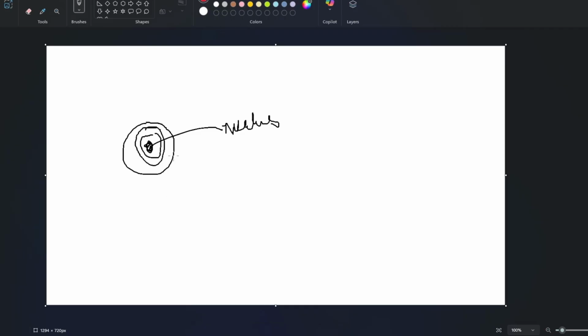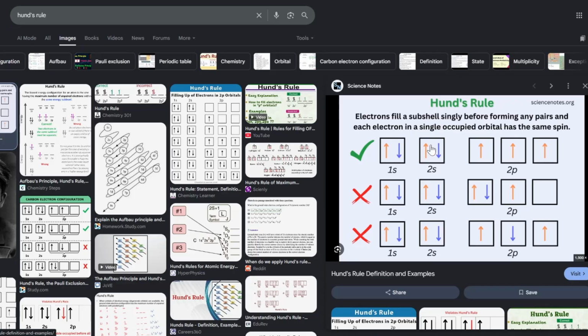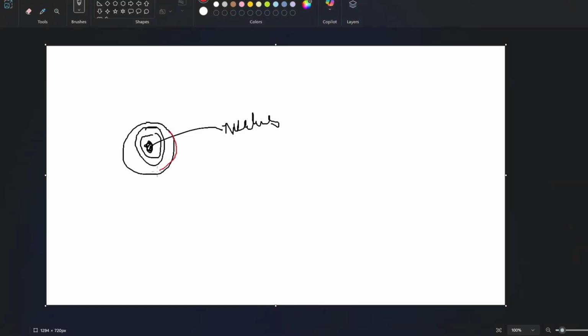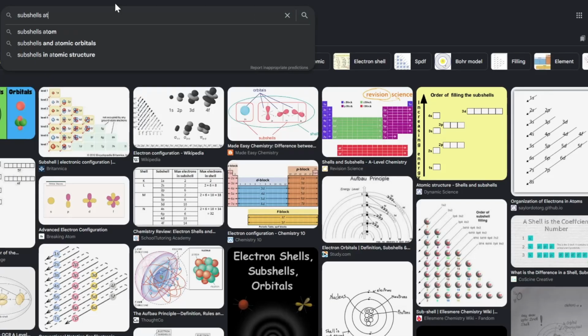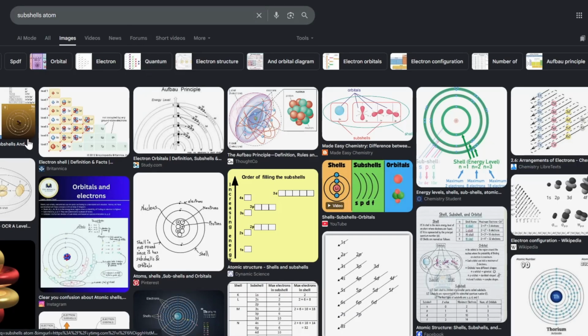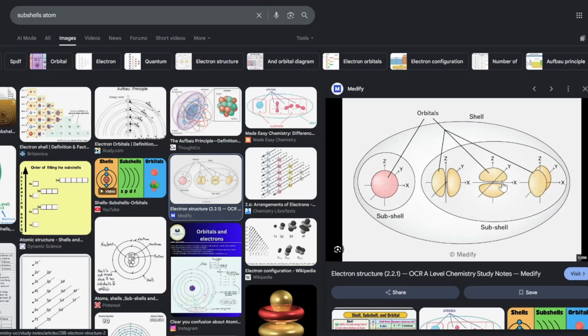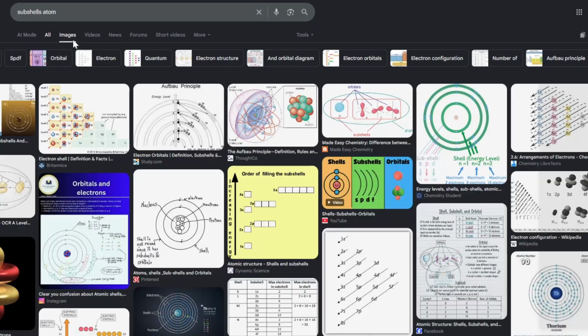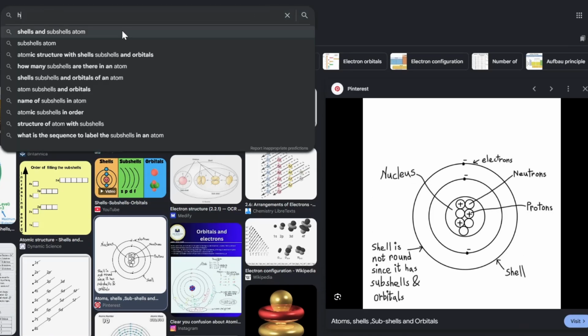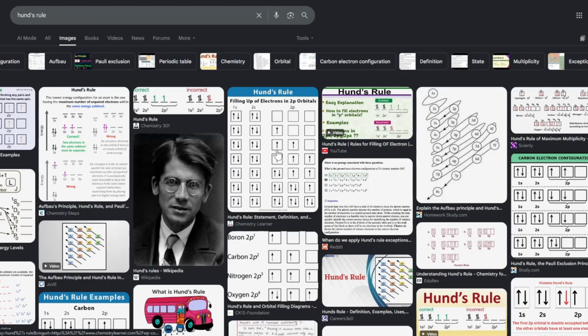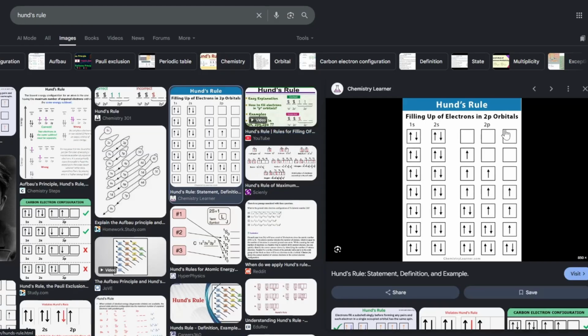The thing is that the orbitals have subshells. I can't draw it really well here, but the subshells look more complicated, and we don't have to complicate it right now. Just know that within a shell, also known as the orbital, or the n number, there are subshells, okay? And in Hund's rule, we're depicting the subshells. Here there are 3 subshells. 1s is a subshell, 2s is a subshell, and 2p is a subshell.